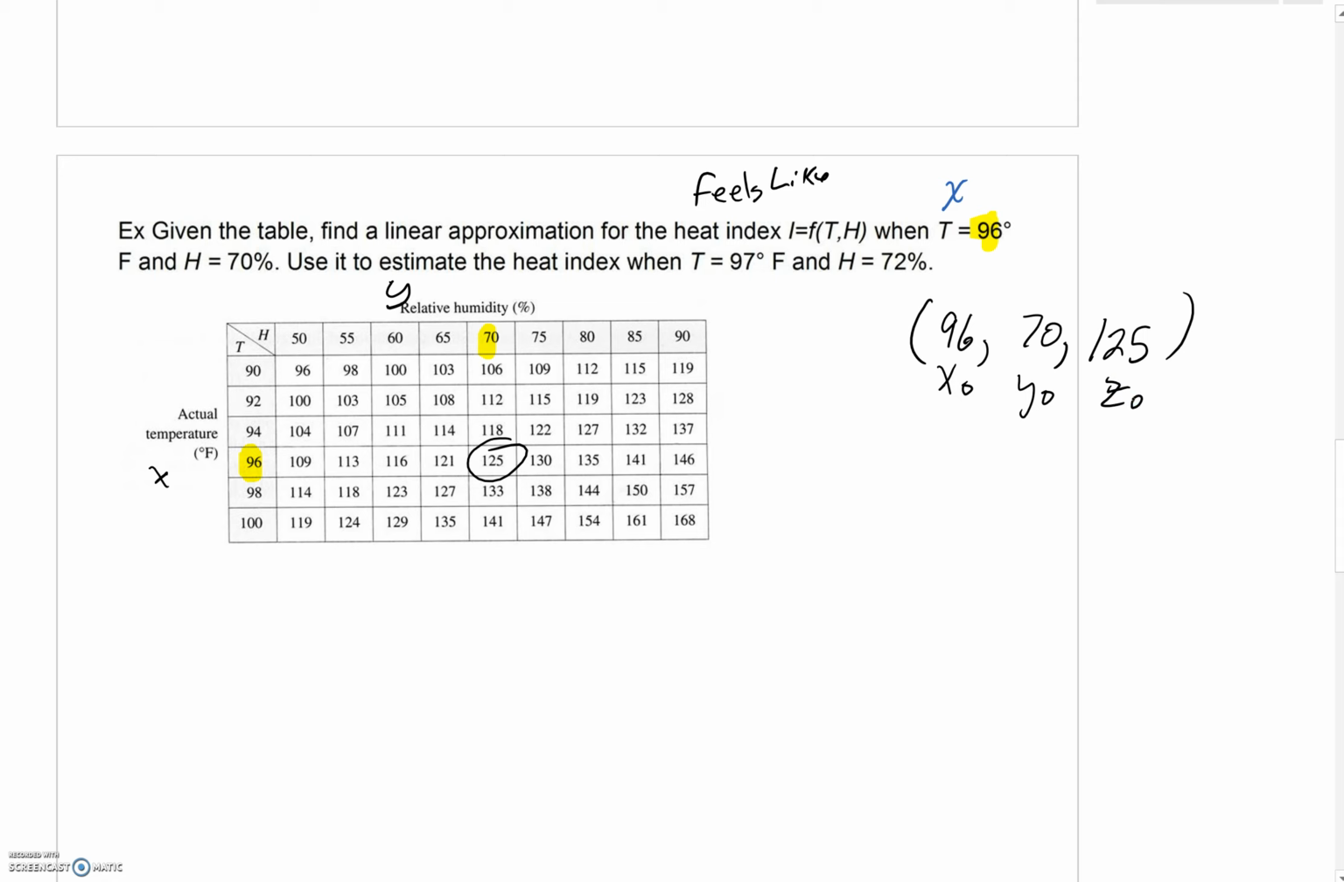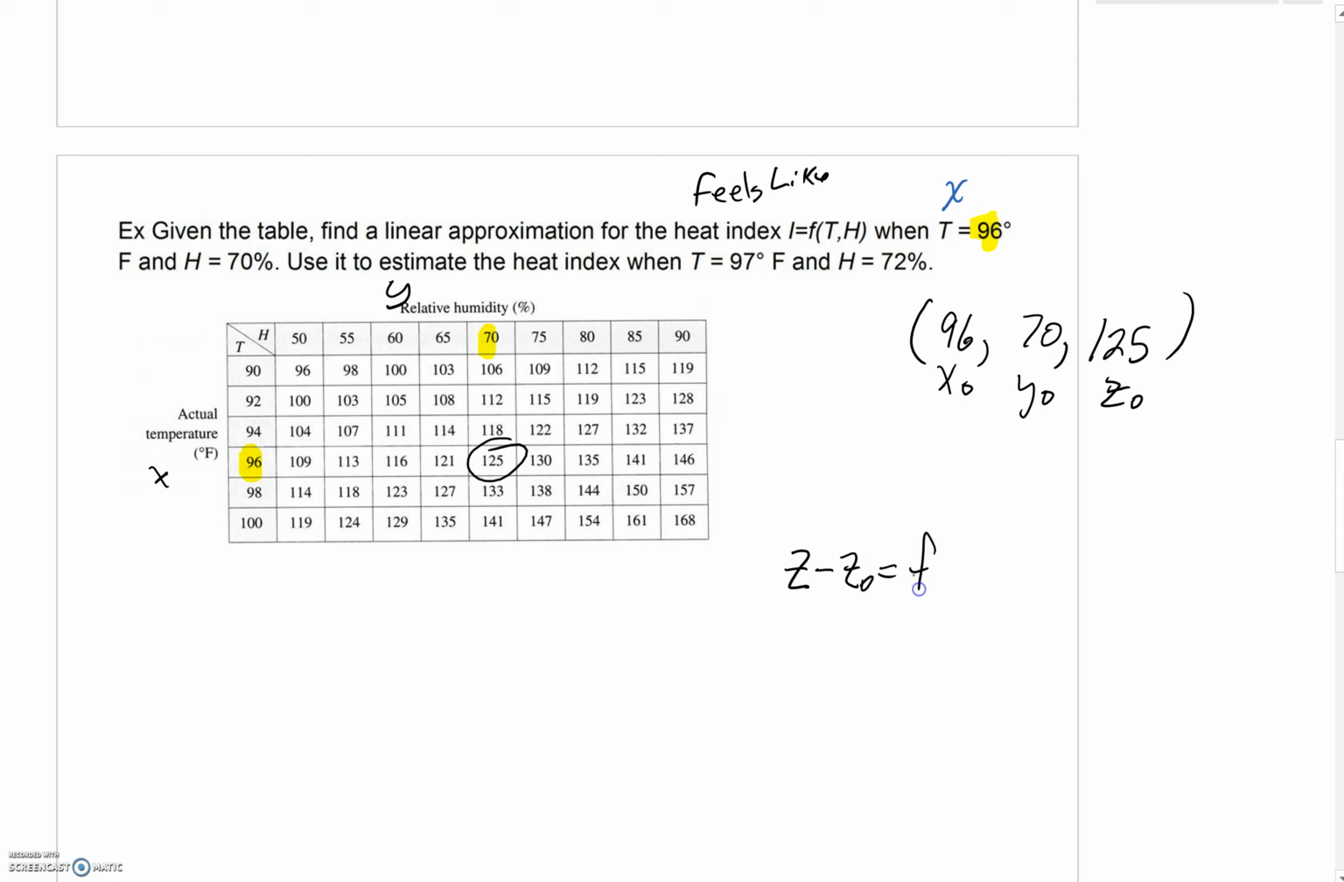So we just have this information with the table, nothing else. We're not given an equation. And we're trying to estimate the heat index when T is equal to 97 degrees Fahrenheit. You're going to see that's not on the table. And when the humidity is 72, you're going to say, wait a minute, that's not on the table either. So, of course, what we're going to do is get this estimate with the tangent plane.